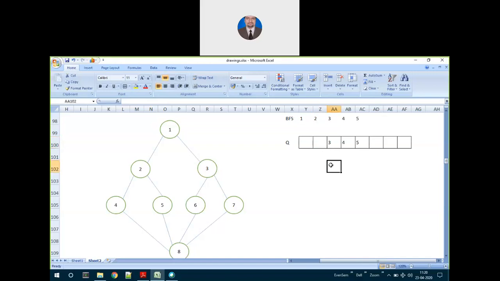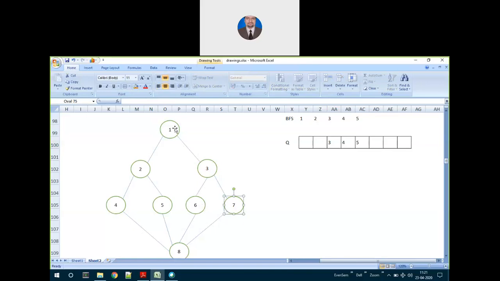So what are the elements left in the queue? 3, 4 and 5. Among these 3 vertices, which one should I explore? The one which has entered first, and that is 3. So this vertex 3 I should be exploring now. I need to again find the vertices adjacent to 3. From 3, the adjacent vertices are 1, 6 and 7.